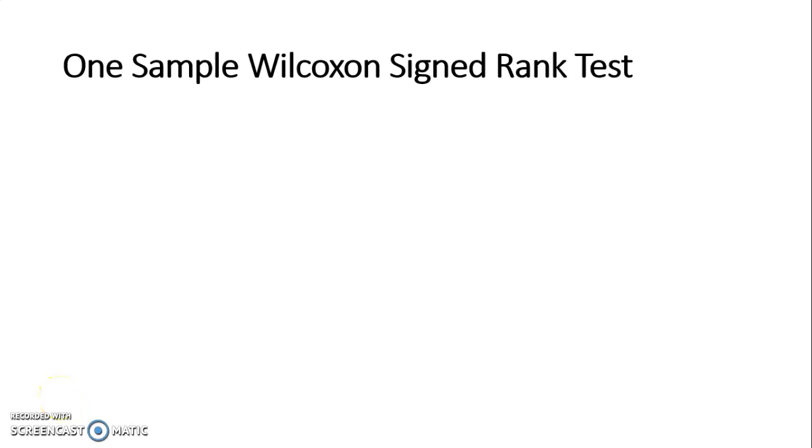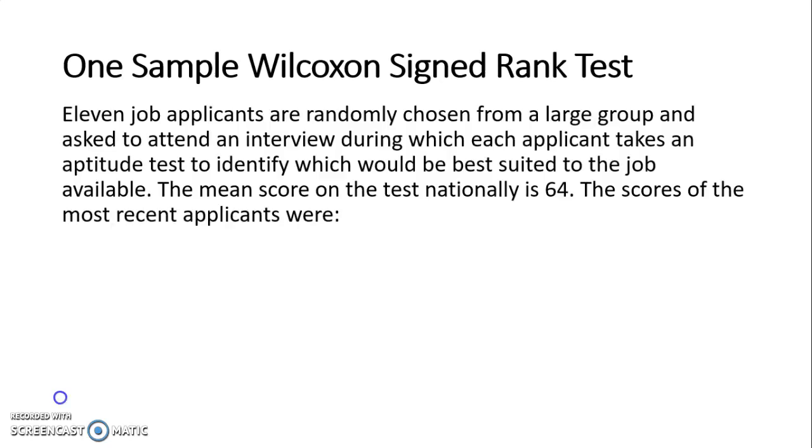This is a second example for the one sample Wilcoxon signed rank test. 11 job applicants are randomly chosen from a large group and asked to attend an interview during which each applicant takes an aptitude test to identify which would be best suited to the job available. The mean score on the test nationally is 64. The scores of the most recent applicants were given below.